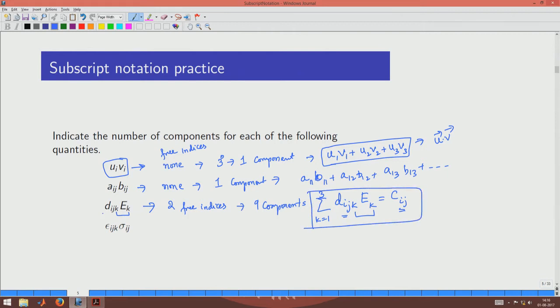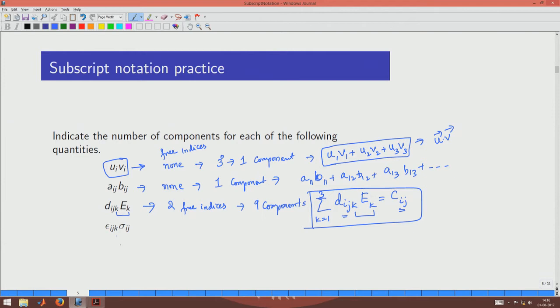So you could see that such an expression is written very simply. So what we have done here is basically two things. k is the dummy index, so we are summing up over that dummy index, and i and j are the free indices. So we are then mapping over to another quantity c, which has the same free indices i and j.